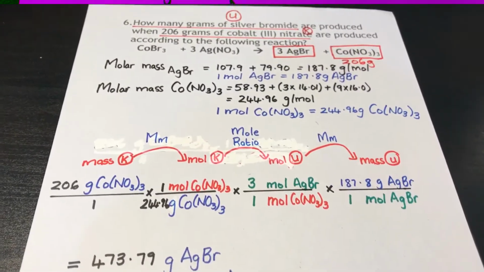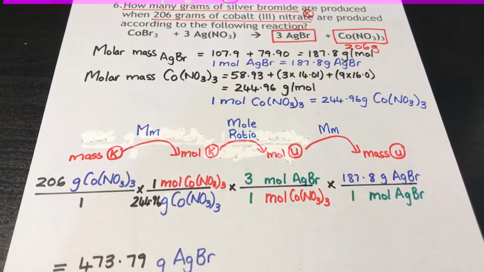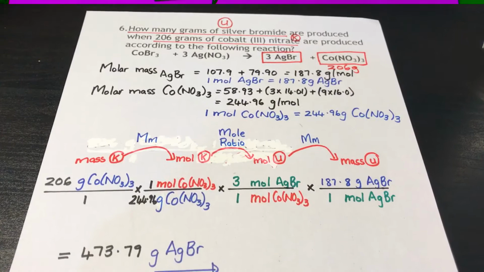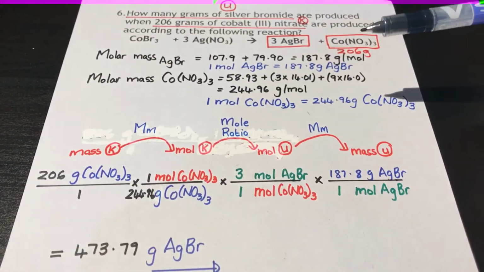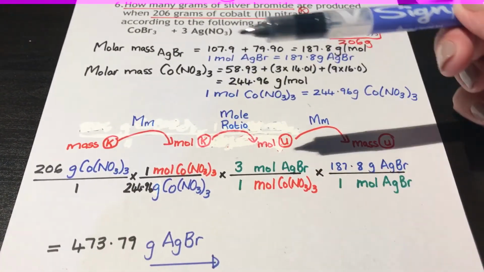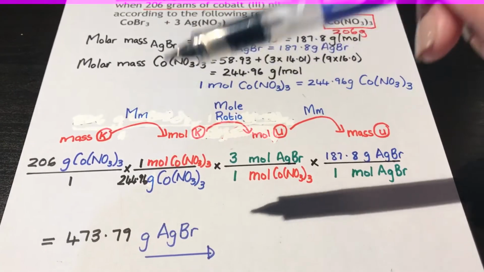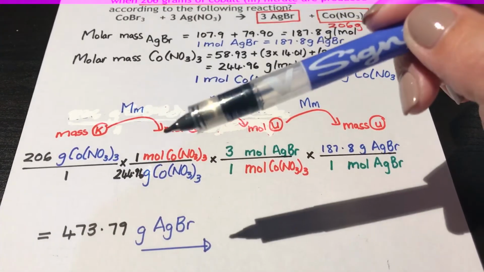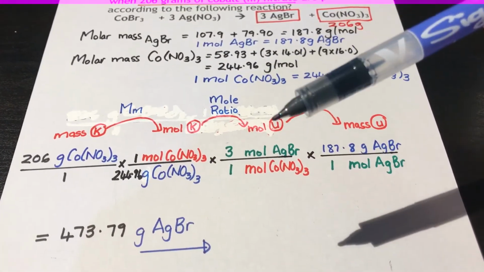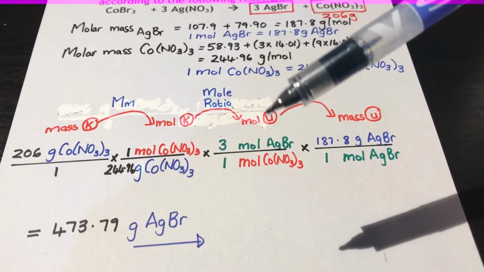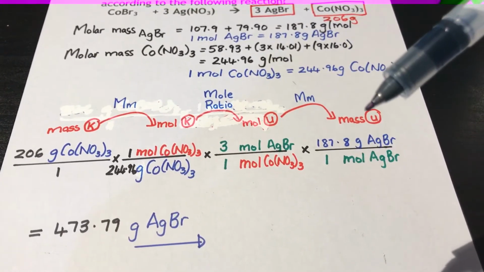So again, just watch out here. There are a few steps that you have to keep in mind here, and to make it easy for you to remember, you start with what you are given. You're given the mass of the known. That means you go from mass to mole. Then you go from mole of what you know to the mole of what you don't know. Then you go from the mole of what you don't know to the mass of what you don't know.